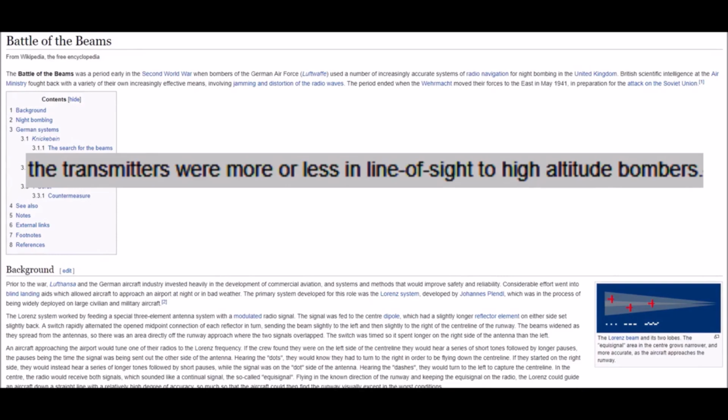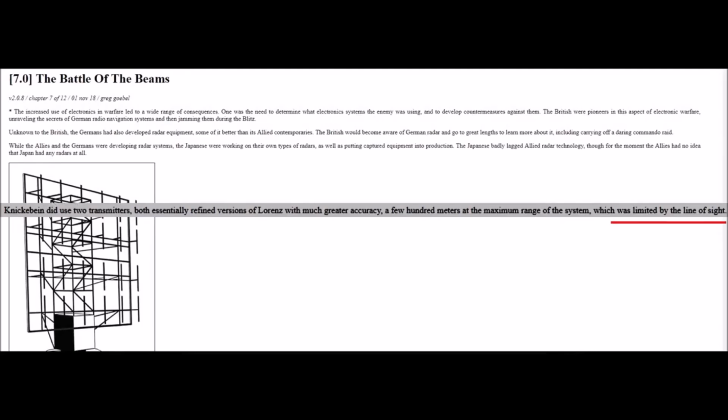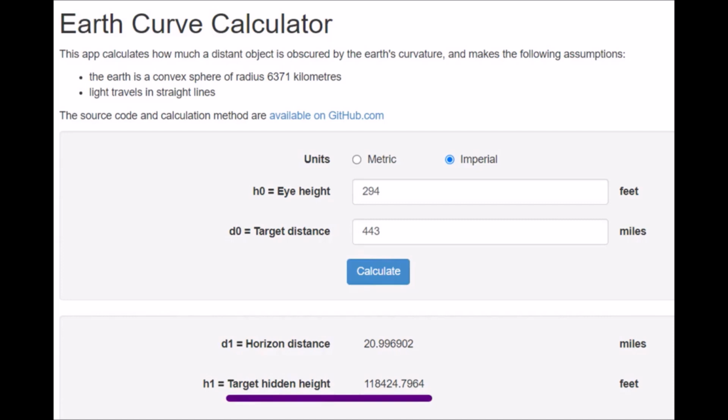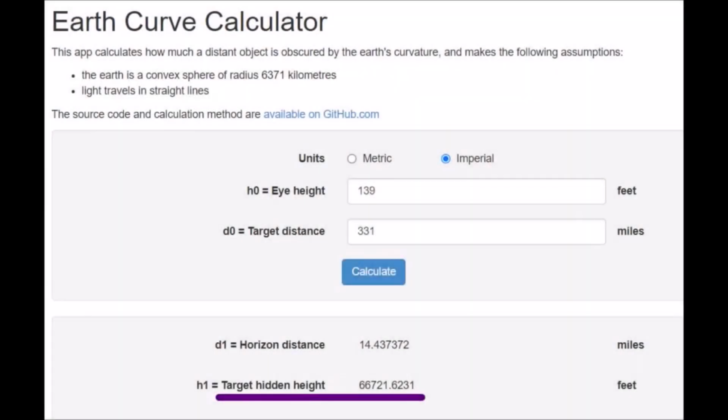Very high frequency requires a direct line of sight. Wikipedia confirms the same as it reads, as the transmitters were more or less in line of sight to high-altitude bombers. This article here confirms it as well. But as I just showed, Wikipedia lied, as German bombers would have been nearly 100,000 feet below the globe's geometric horizon and certainly not within line of sight of the towers.